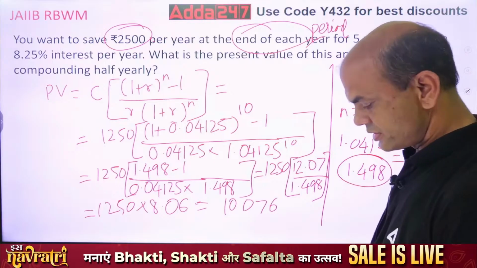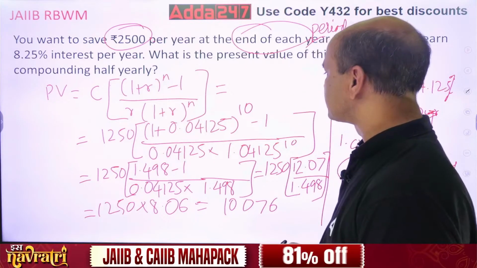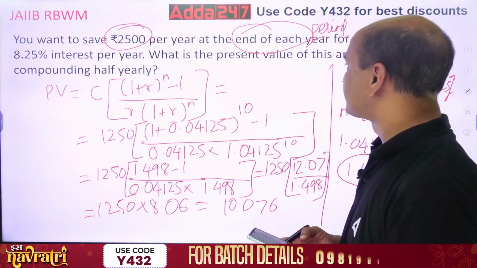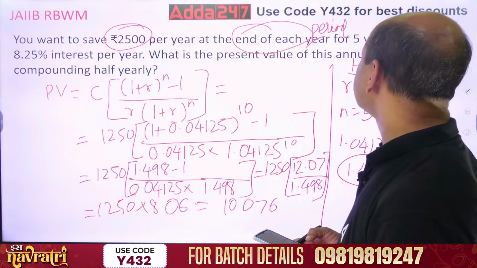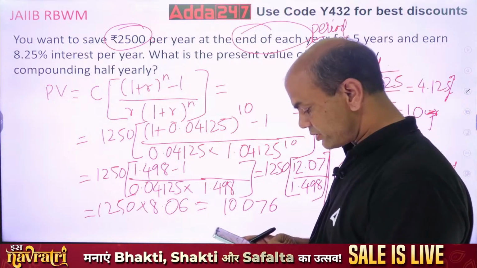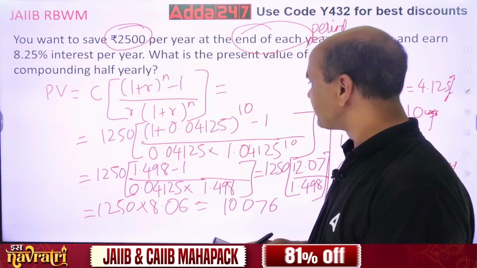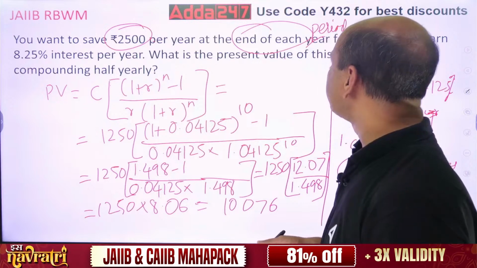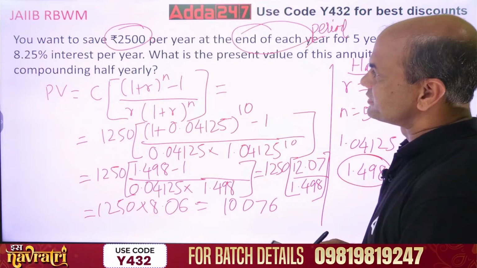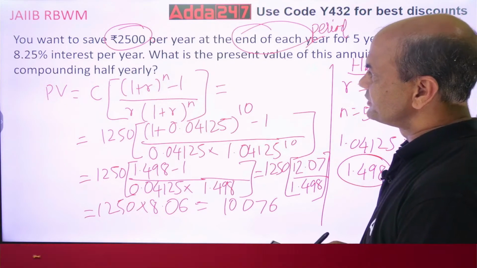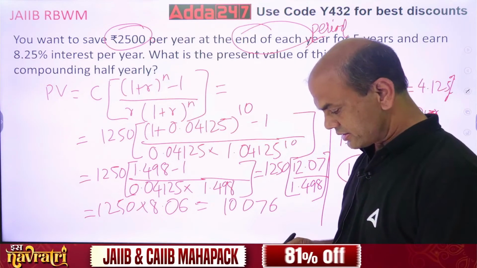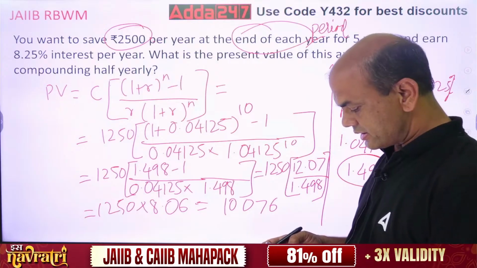Got it? Let's check this again. 1250 I am investing every 6 months, right? For 10 periods. Correct. So everyone try this. 1.04125. Is this right? 4.125, 8.25 upon this. Yeah. So 1.04125 raised to 10.